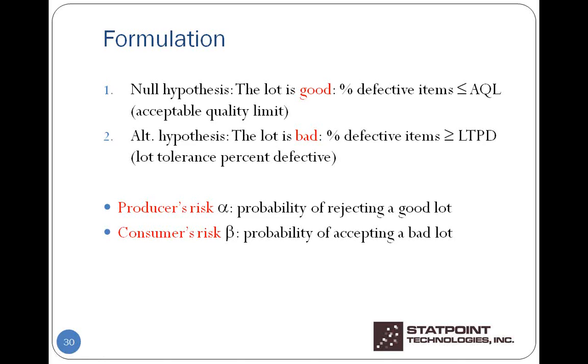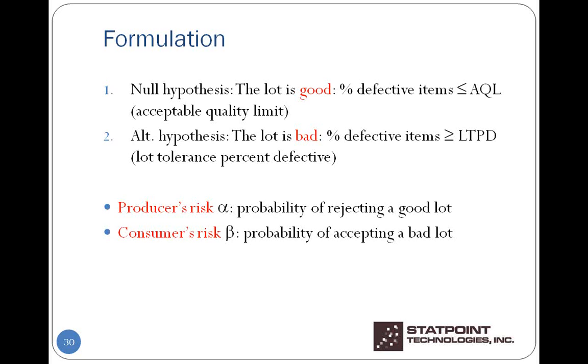I then define the producer's risk, which is alpha, and the consumer's risk, which is beta. The producer's risk will be the probability of rejecting a good lot, right? Here I've sent you a good lot and you reject it. I don't want to do that very often, maybe 5% of the time, because I can't always be right, but let's say no more than 5% of the time.